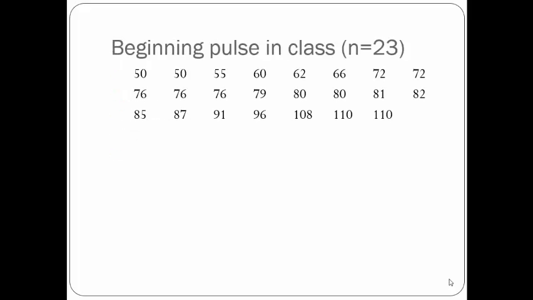So what that looks like, let's say we have this data on the beginning pulse of students in a class of 23. So the minimum is 50 and the max is 110. Those are pretty easy to spot. And then moving forward, when we start thinking about the median, again, what we can do is start crossing them off, and so on and so forth, all the way down, and what we'd end up with is 79 is right in the middle.